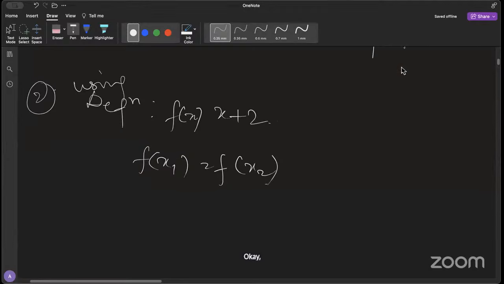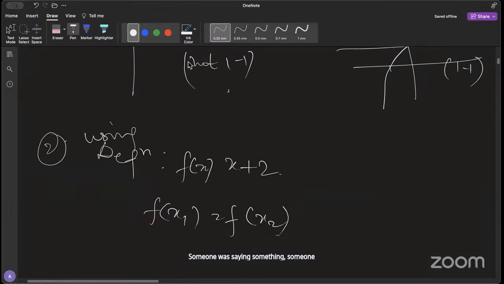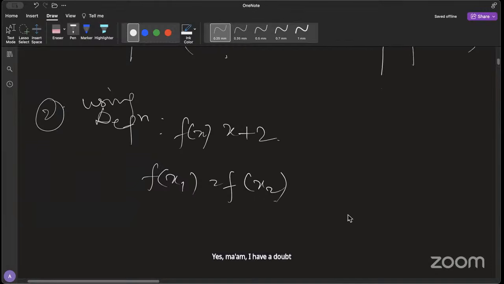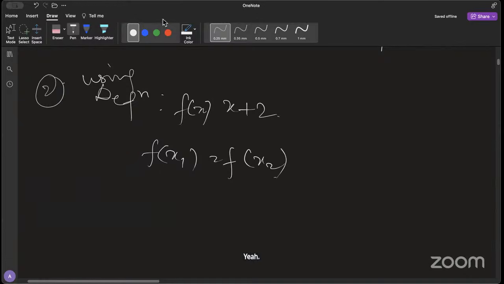Okay, so yeah, someone was saying something. Did someone have a doubt somewhere? Yes, ma'am, I have a doubt. A function f from x to y is called a one-to-one function if f(x1) equal to f(x2) belongs to y, then x1 equal to x2.